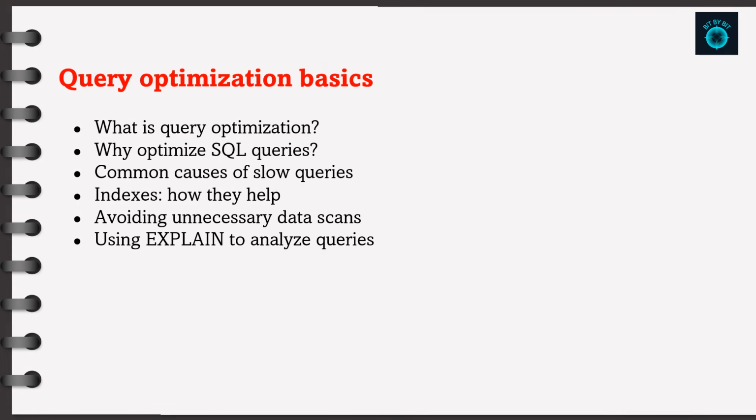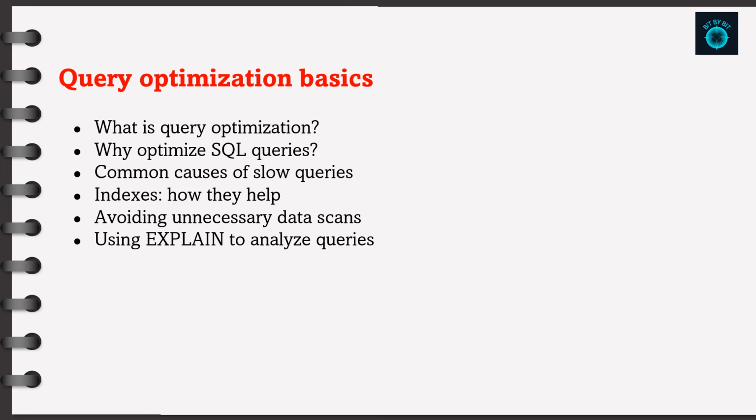Query optimization basics. In this slide, we will learn what query optimization means and why it is important for software development jobs. Query optimization is the process of making your SQL queries run faster and use fewer resources. This is important because slow queries can make applications slow and increase server costs.